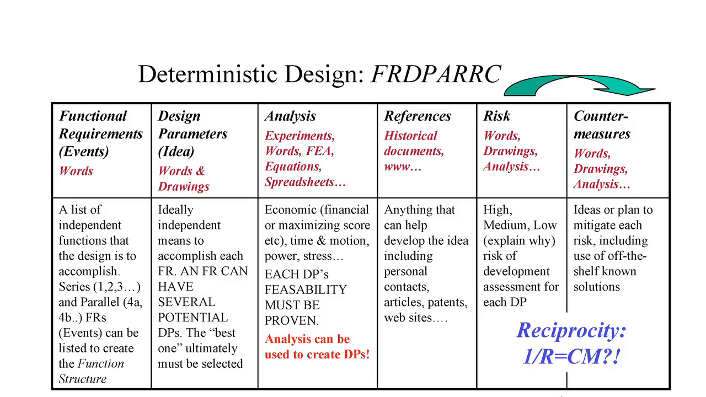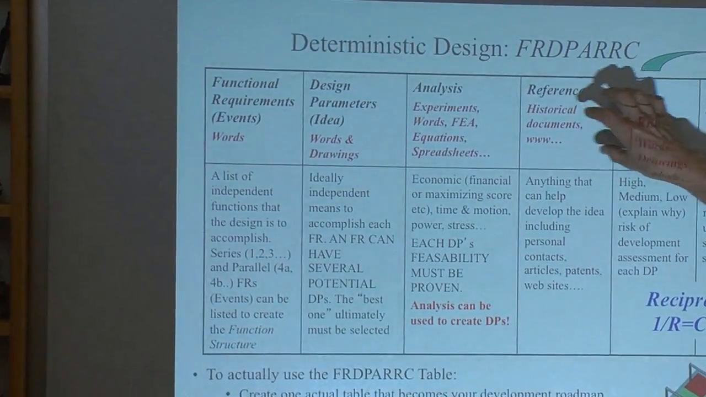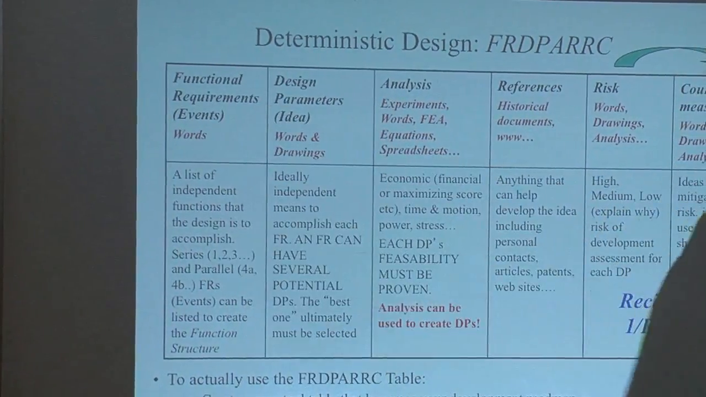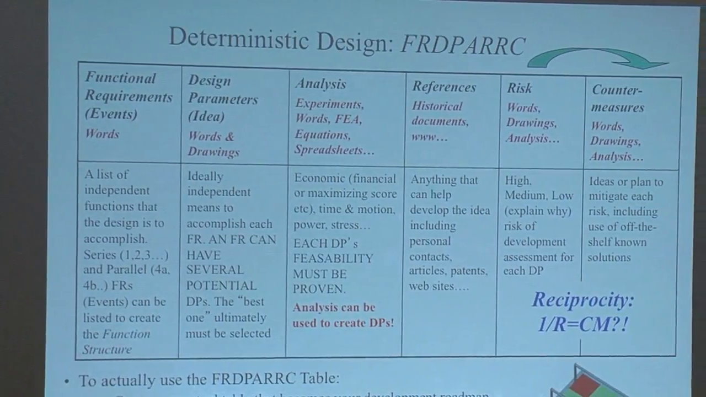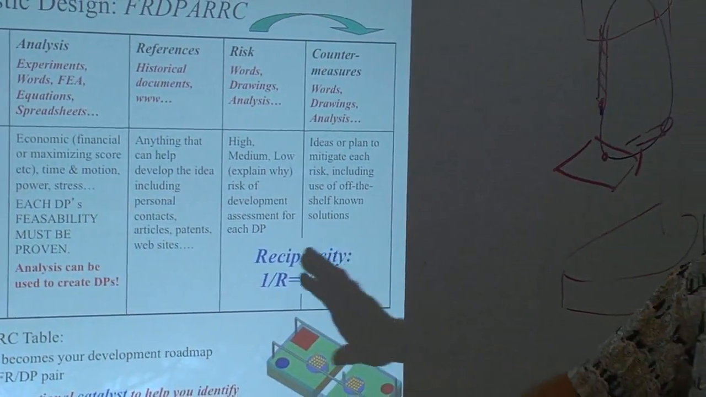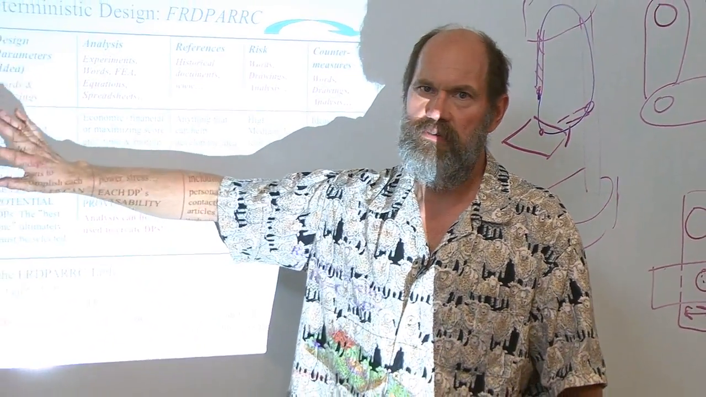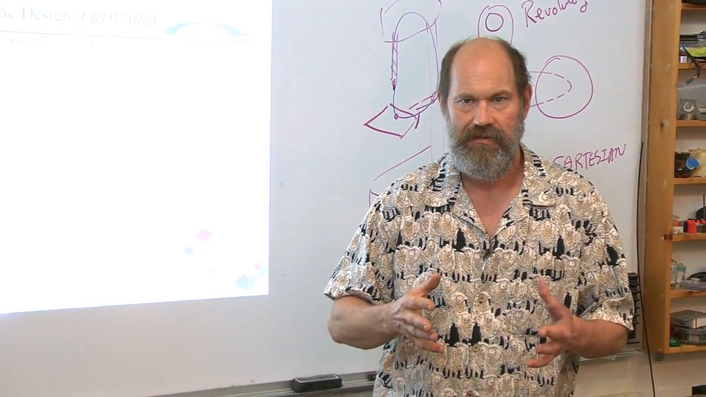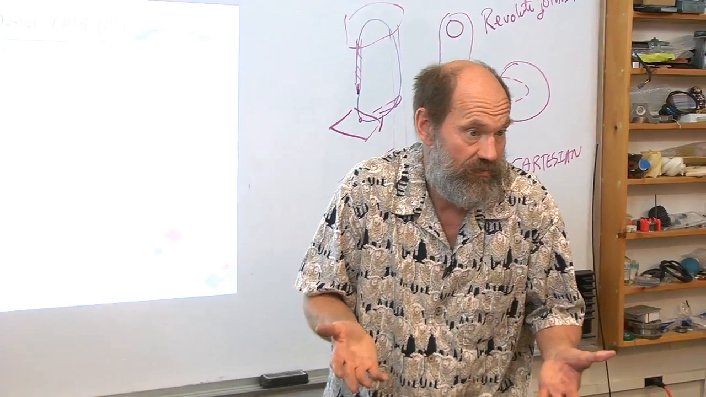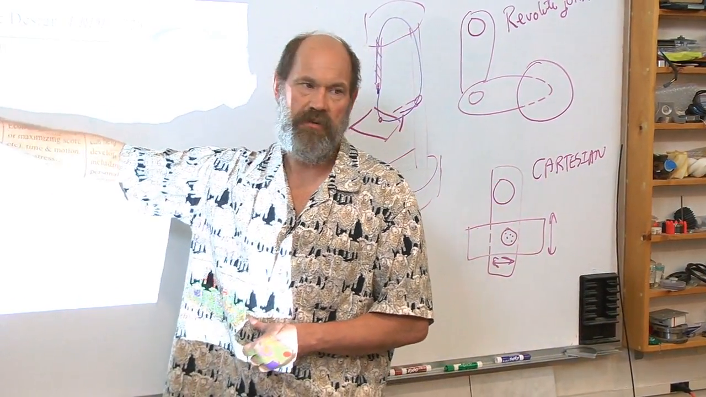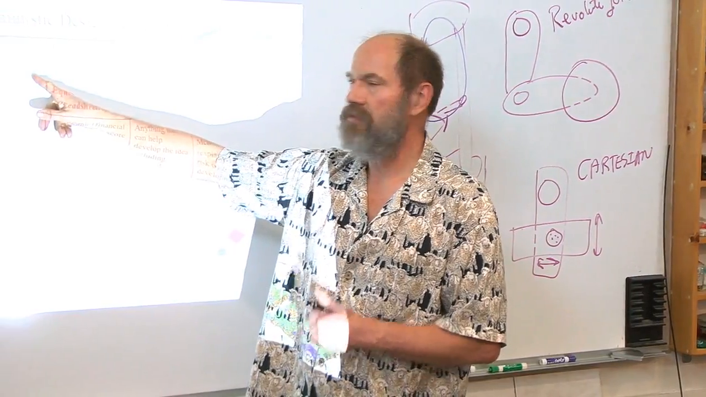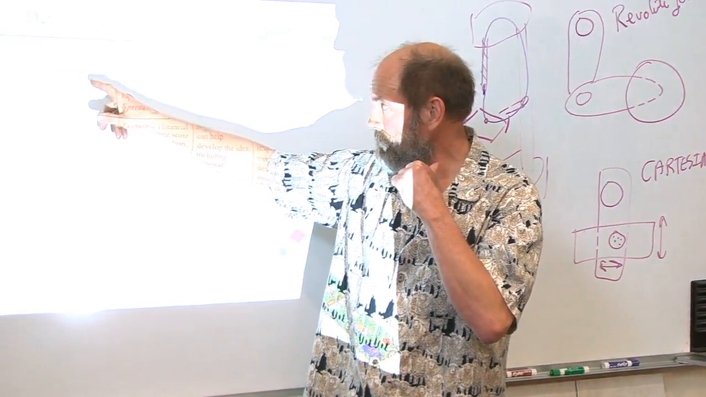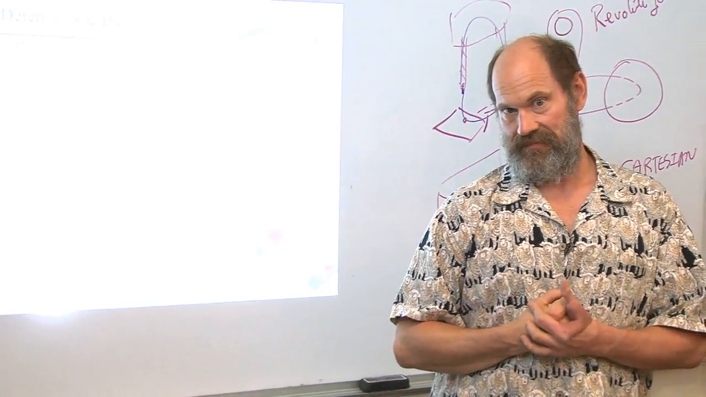These, I would hypothesize, are the 6 most basic things that you gotta have when you're thinking about a design. And you want to burn these ideas into your head, so whenever you think of something, you just FredPark it always. These are the functional requirements, or the events. What does the thing have to do? What does it do? That's the functional requirement. The design parameters, or the idea, is how does it do it?